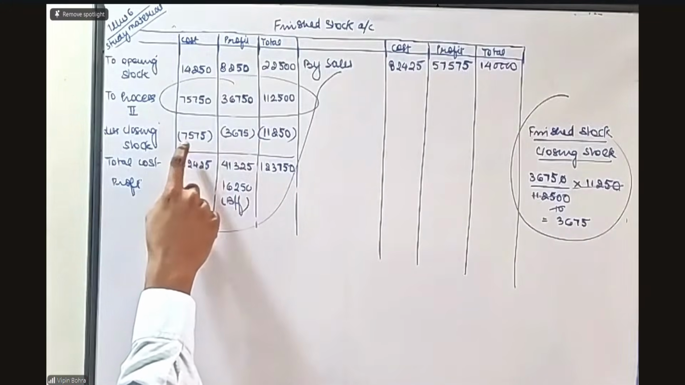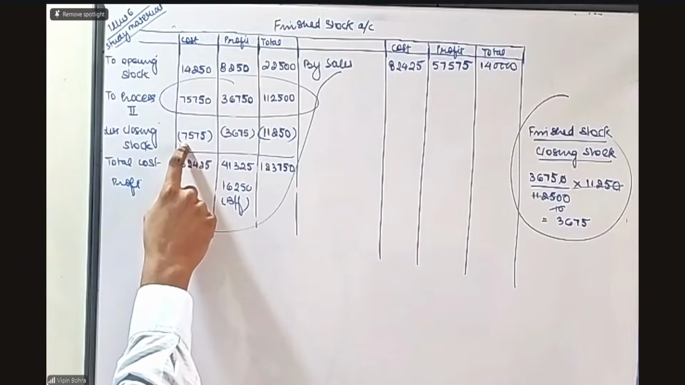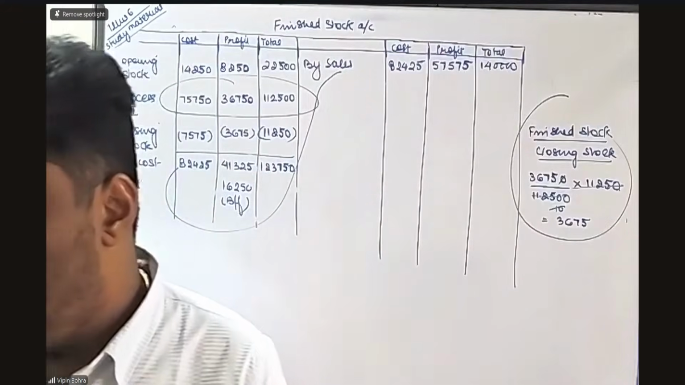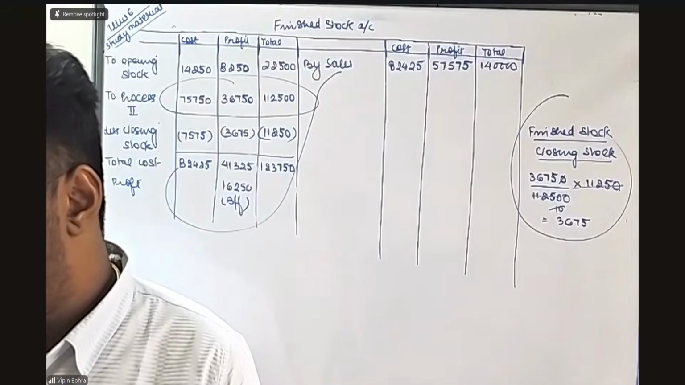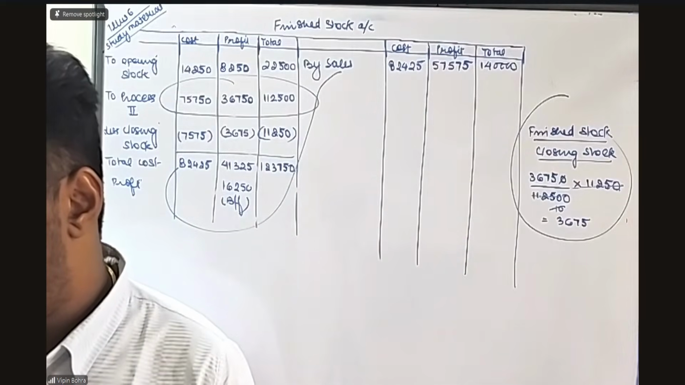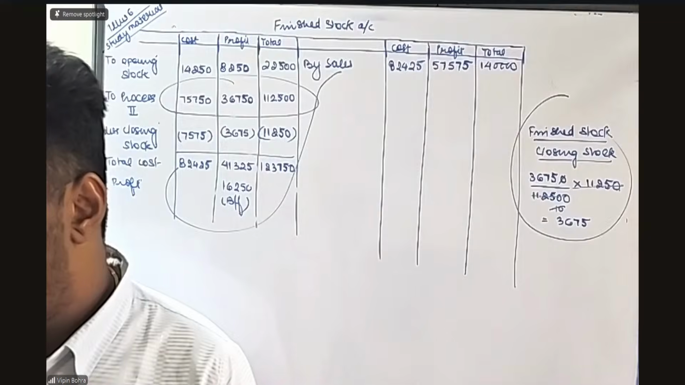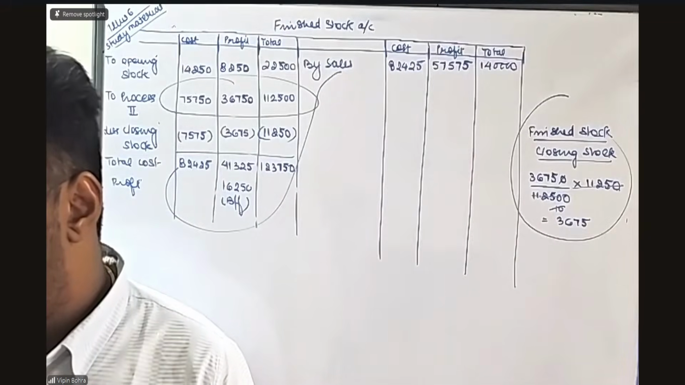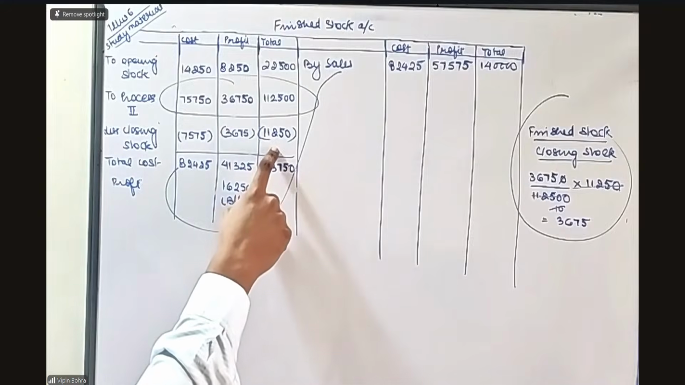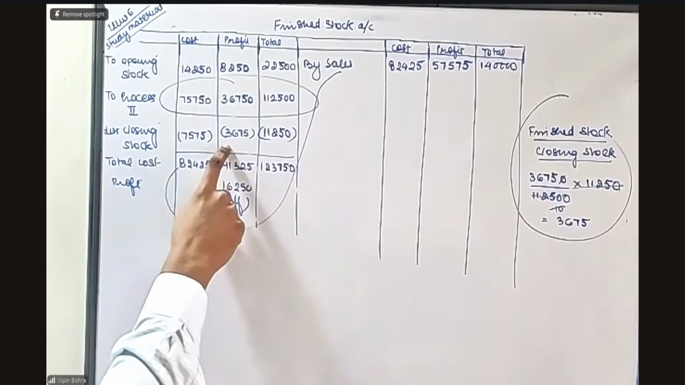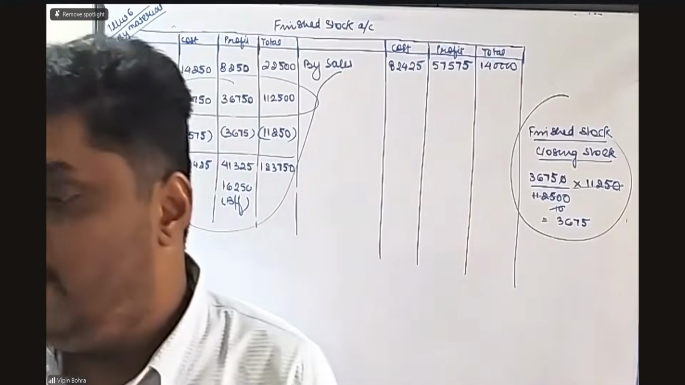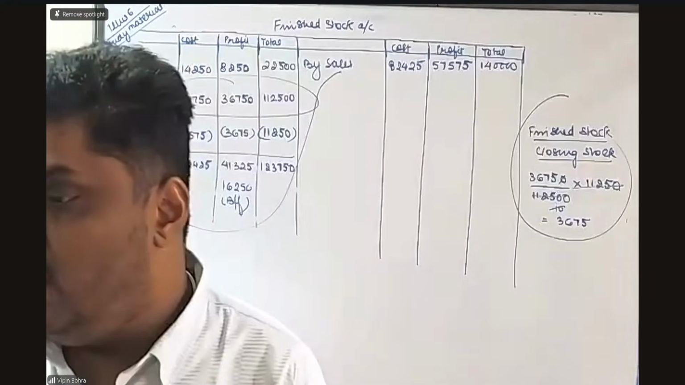11,250 minus 3,675, you will get 7,575. Total minus profit will be my cost. Very good, Mustafa. 11,250 is my total that is given in the study material. This is the profit element, what we have calculated, and this is the cost. I hope it is clear now.